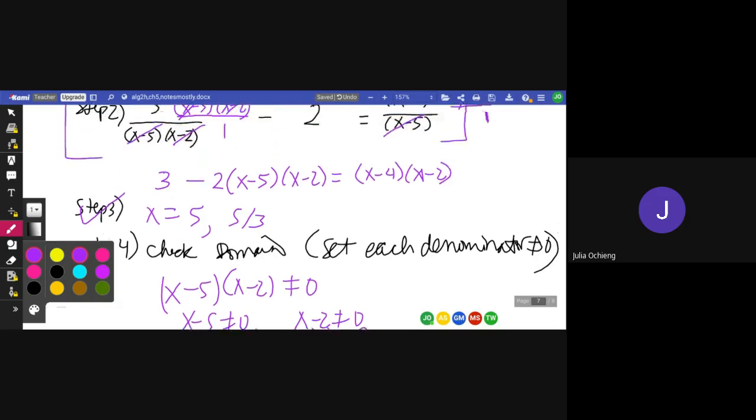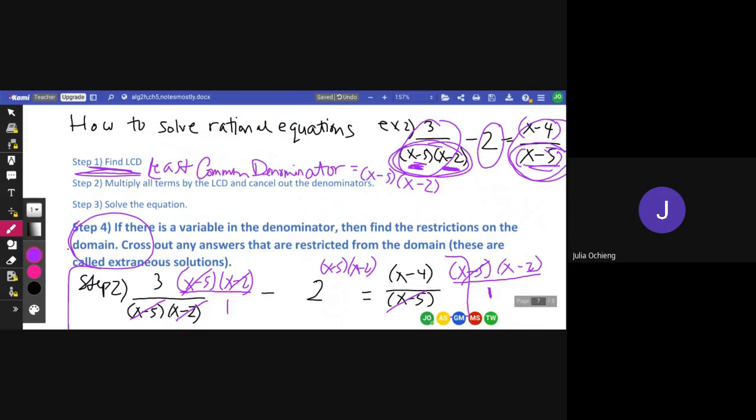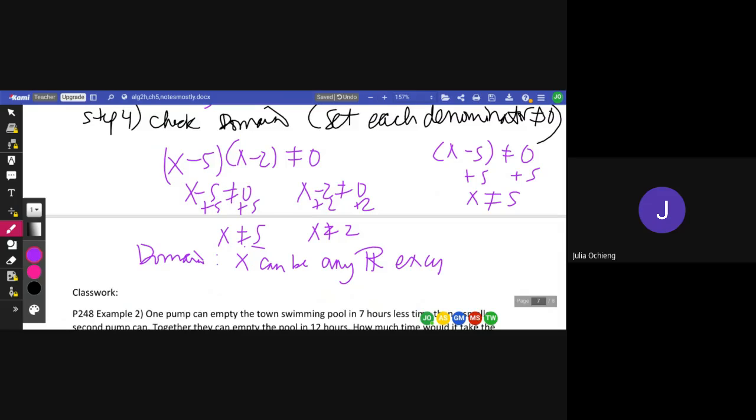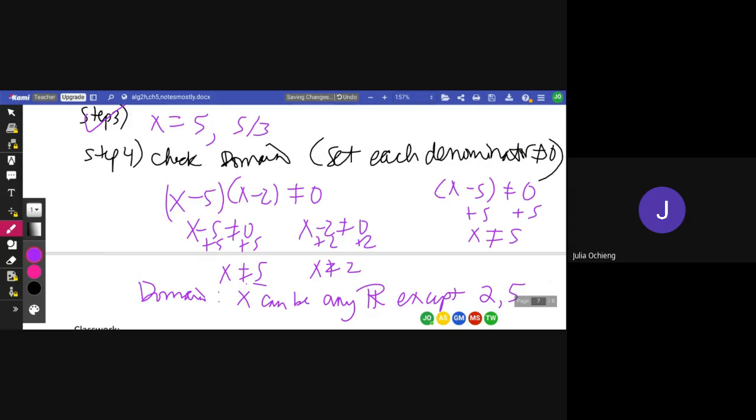The other denominator in the original problem was x minus 5 by itself. Well, that's going to end up with the same answer, but I'll go ahead and do it just so you can see that. So x cannot equal 5, but I already wrote that down, so I don't need to write that again. So my domain is x can be any real number except 2 and 5.